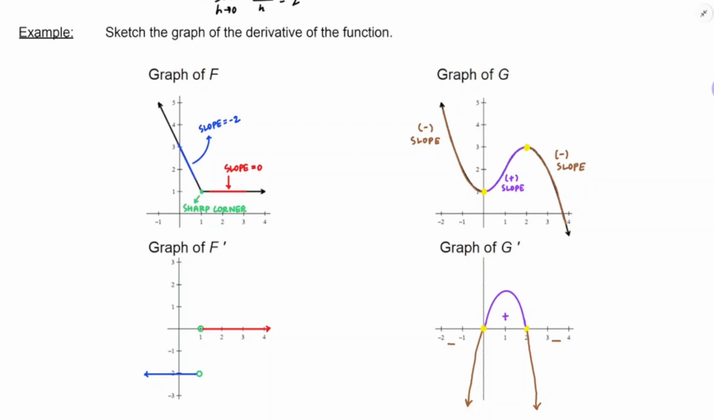Now the message here, there is a message. If you look at the graph of g, that looks like a 3rd degree polynomial. And the graph of g prime, that looks like a 2nd degree polynomial. And that's just kind of a shadow of something we're going to see in the next lesson when we learn about the power rule.